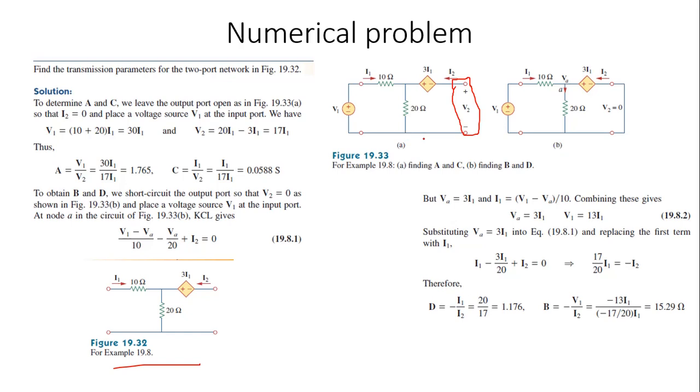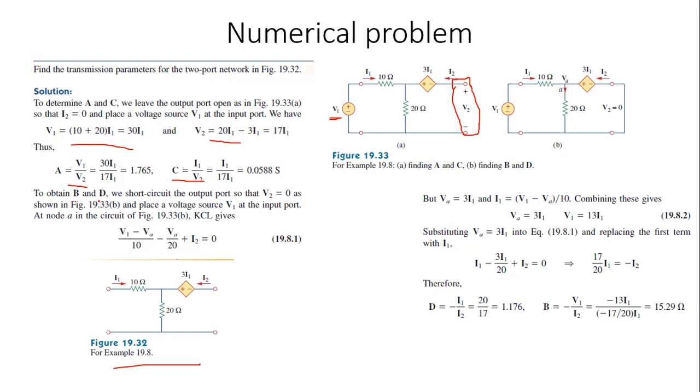So again follow the same procedure. A is equal to V1 by V2. How to calculate V1 and V2? So V1 is 10 plus 20 into I1, which is equal to 30 I1. So similarly express V2. So A is V1 by V2 and C is I1 by V2. So A and C can be determined.